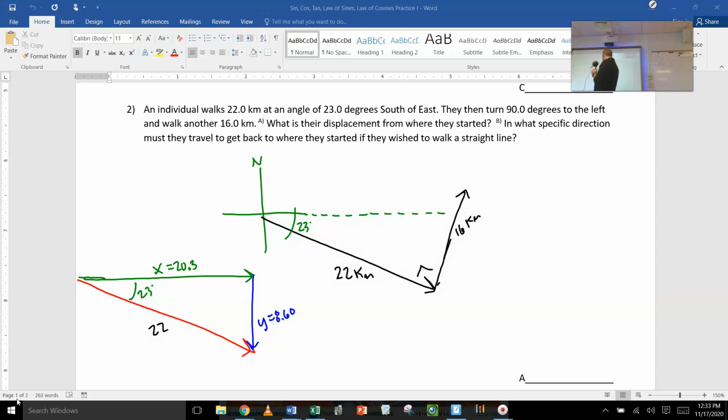Now, my next one is going to be this diagonal vector. I'm going to break it into its x and y components. I know that this is 16. Remember, this one is going up and to the right, so I want to make sure that I have an up arrow and a to-the-right arrow. Here's a tricky bit. What is this angle here?